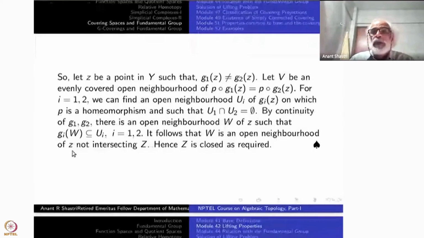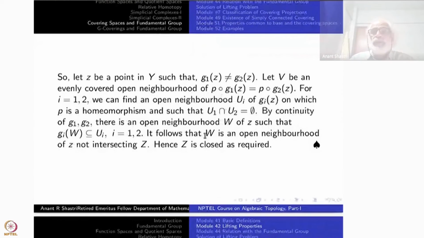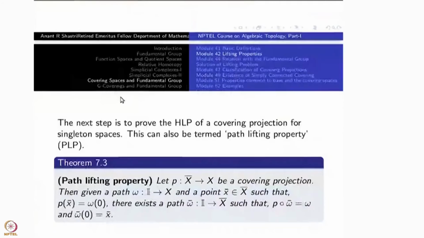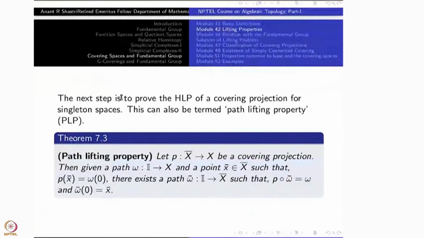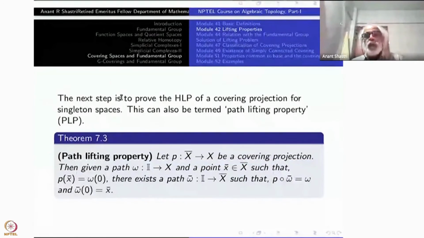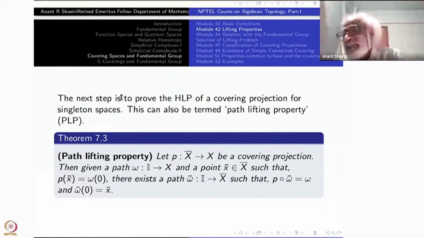So the covering projection is the only thing which is used critically here. The next step is to prove the homotopy lifting property of covering projections for singleton spaces. For a singleton space, what is the meaning of homotopy? We have seen it is a path. So this is called the path lifting property for our covering projections. First we prove that one, first pointwise, then we shall prove it space-wise.